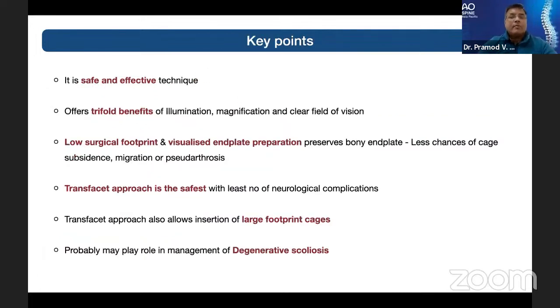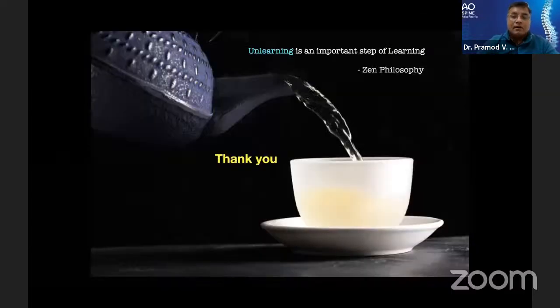So the key point to remember is it is a safe and effective technique. It offers trifold benefits of illumination, magnification, and a clear field of vision. Low surgical footprint and visualized end-plate preparation is something which hallmarks this particular technique. So there are fewer chances of cage subsidence, migration and pseudoarthrosis, especially in osteoporotic patients, which is right now the current challenge in modern spine surgery. And the transfacet approach, I think, is the safest, and it allows insertion of large footprint cages as compared to the conventional smaller cages, but not as big as the OLIF cages. And probably it may play a role in the management of degenerative scoliosis. Thank you very much.